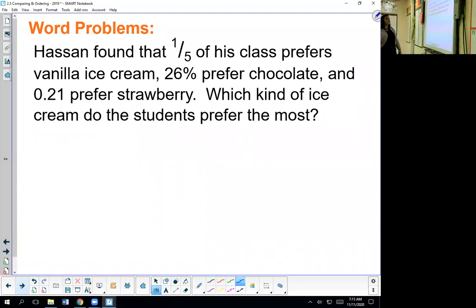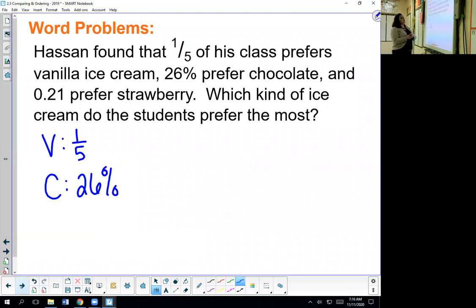Zahn found that 1/5 of his class preferred vanilla ice cream. So we have vanilla is 1/5. I'm pulling out the information. 26% prefer chocolate, so I'm going to use T for chocolate at 26%. And then 0.21 prefer strawberry.